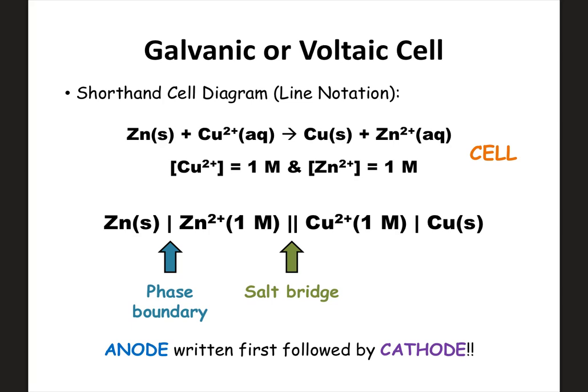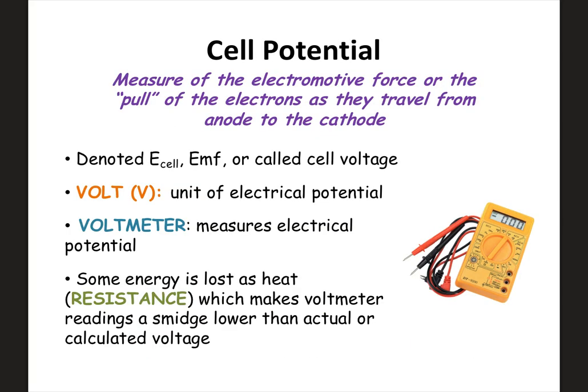When you hear us talking about the cell potential, this is just talking about a measure of the electromotive force or the pull of electrons here as they travel from the anode to the cathode. All right, essentially, this is just called the cell voltage, and you might see this denoted as E cell or EMF or just called the cell voltage here. We use the volt, all right, or a capital V as our unit here of electrical potential. And the voltmeter is a device that measures this electrical potential. All right, and we will see this in a voltaic cell because we are generating an electrical current. So we need a voltmeter.